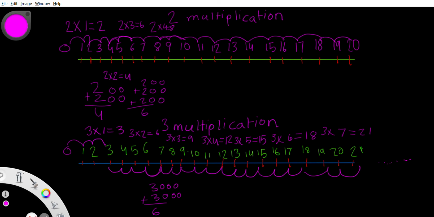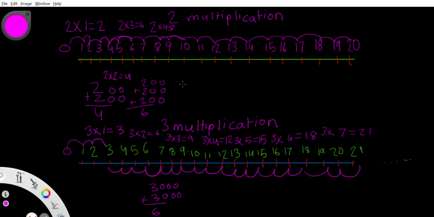I hope you really like this method, because it can actually help you a lot during math when you're doing multiplication. So be sure to also do this method, and that's it for today.